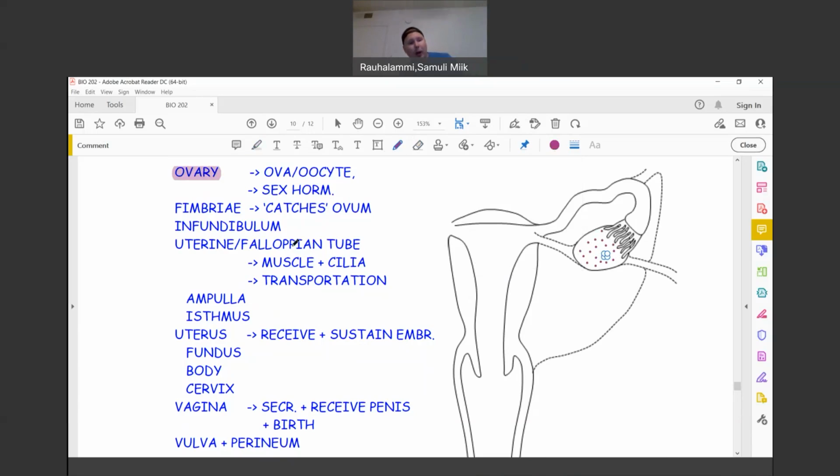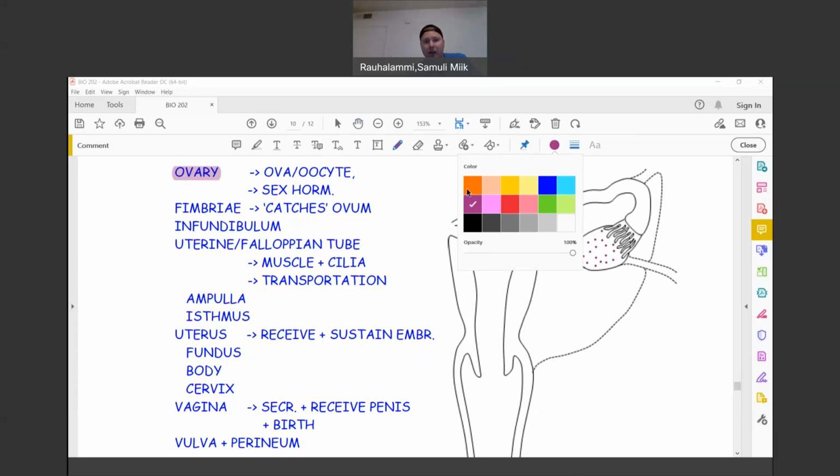One thing that's worthwhile to notice when we talk about the female reproductive system is that there is no direct connection between the ovary and rest of the structures. So the uterine tube, or fallopian tube as it's sometimes called, is not directly connected to the ovary. So there is a little bit of a gap.